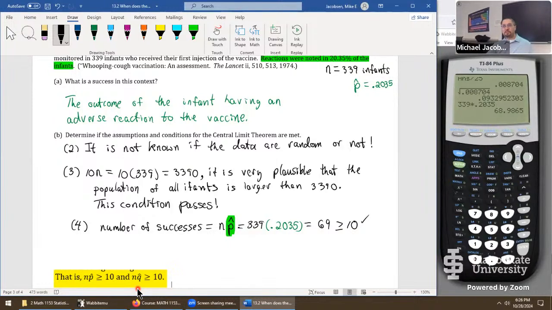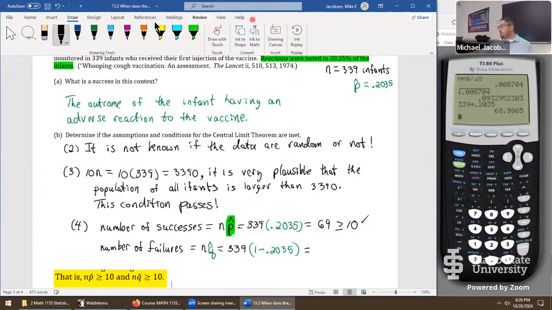Okay, well, that was such a fun adventure. We'll do it again and say number of failures is going to be equal to n times q hat. So when we substitute in the information for this one, almost the same. We go 339 for the sample size n. Only change now is, because it's not p hat to q hat, use the complement rule. P hat is the proportion of successes, so 1 minus p hat, 1 minus 0.2035, is the sample's proportion of failures.